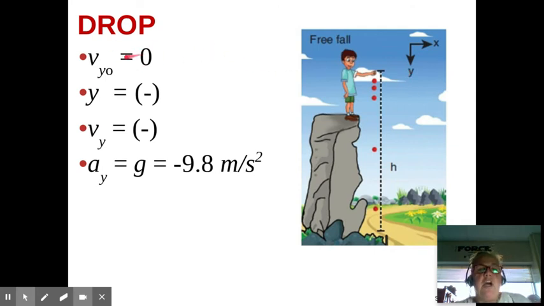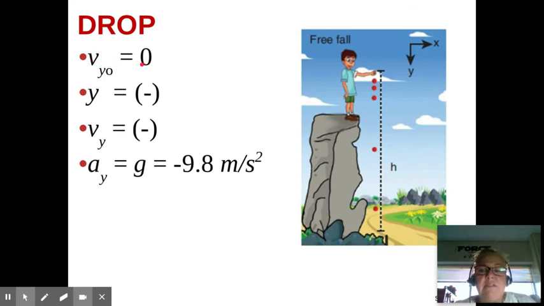So here's what we know with the drop problem. And by the way, I have some notes that I'll put in our Google folder. And then if I remember to, I'll attach it to this week's modules.